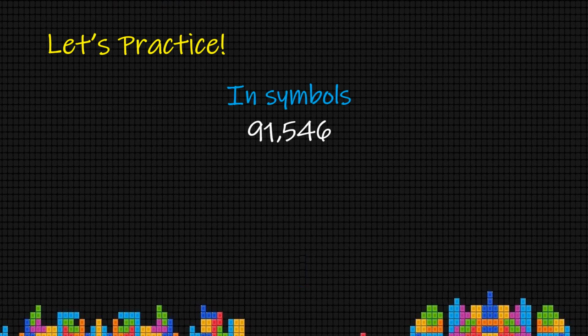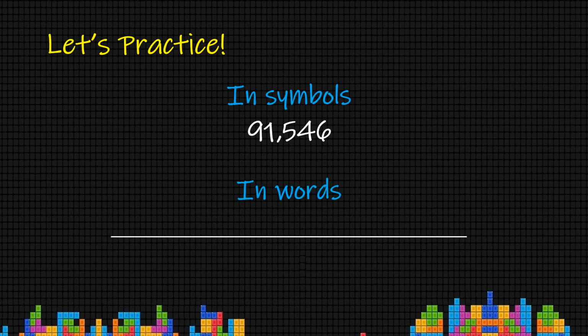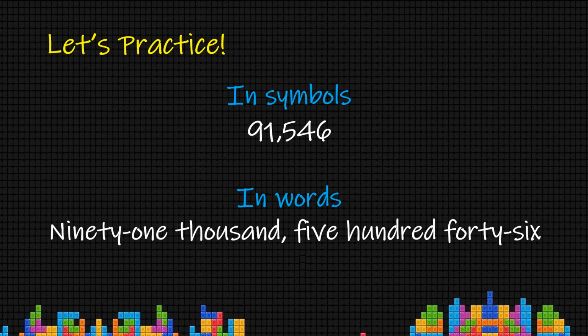Next we have a number written in symbols 91,546. How do you read the number and how is it written in words? The number is 91,546. In words, it is written as 90-1,000, 540-6.